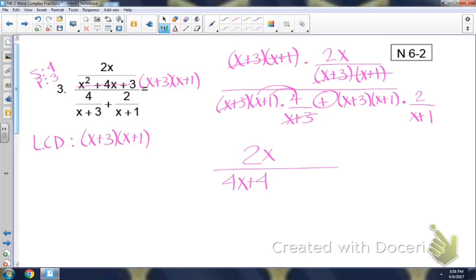Bring down your plus sign. The x plus 1's cancel. You need to distribute the 2. So that's 2x plus 6. You need to combine your like terms on the bottom, so combine your x's to get 6x, and then 6 and 4 will add to 10.